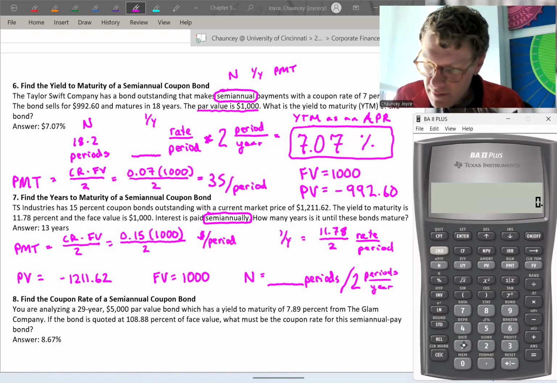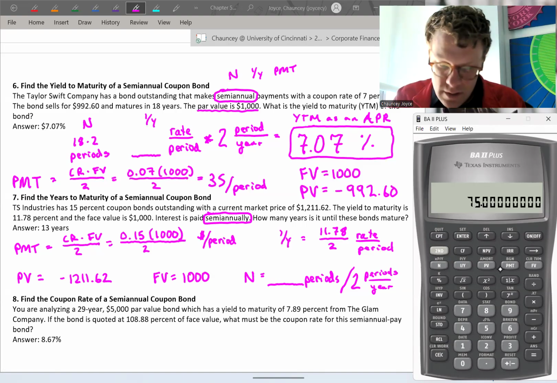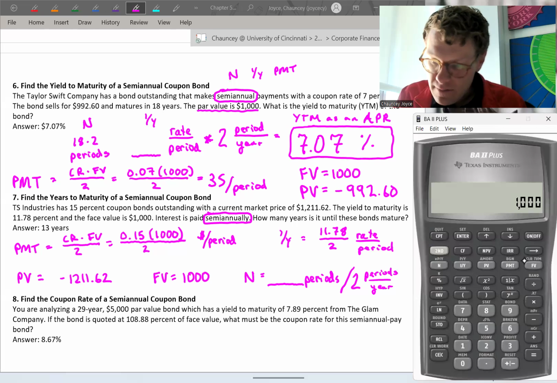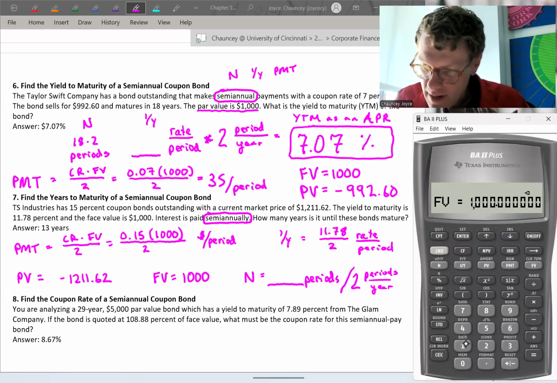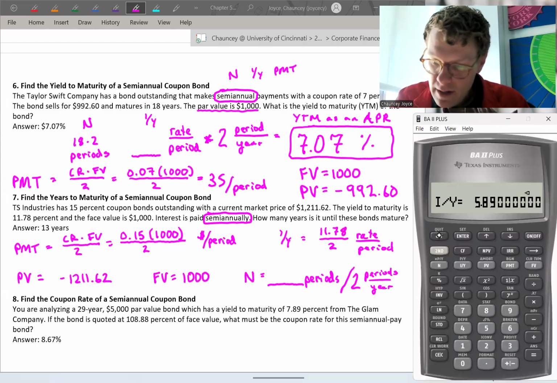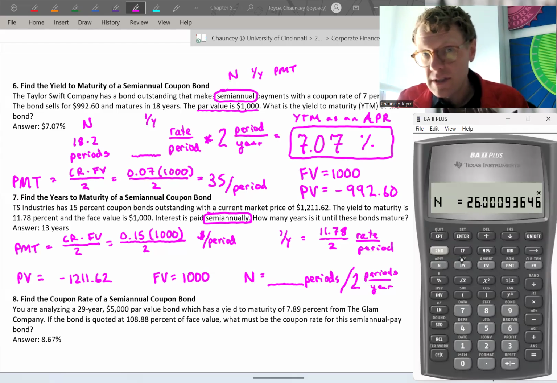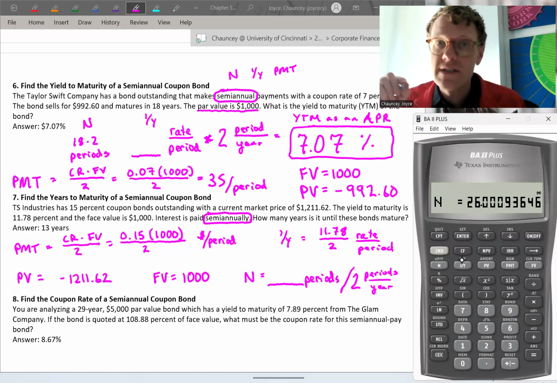So we just take 15% of 1,000 divided by 2 is your coupon payment, 1,211.62 negative. Think of that as a cash outflow with the expectation of receiving a positive future value of 1,000 and the positive coupon payment of 75, and then the 11.78 over 2 equals your yield per period, and then you compute for n. This is going to come out as 26, so if that is a multiple choice exam, be careful that you don't select that. That's the number of 6-month periods.